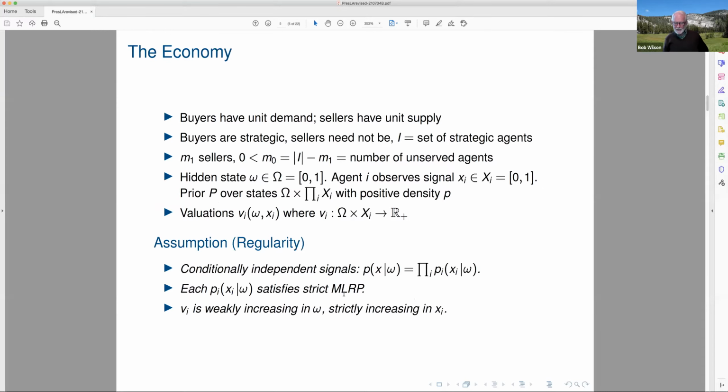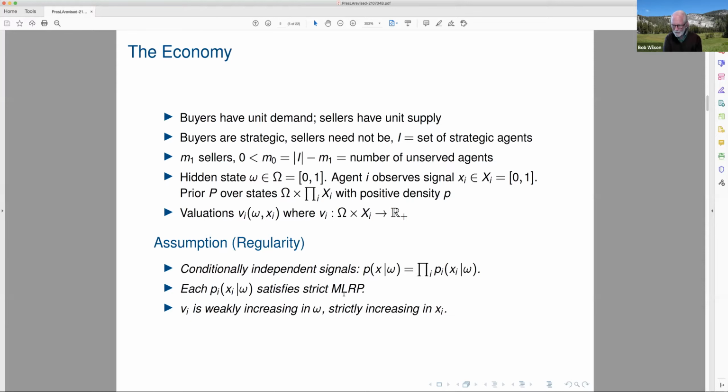So the setup is that buyers and sellers have unit supply. The buyers are going to always be strategic, but we allow that the sellers need not be. So a one-sided auction is when the sellers are passive. The set of strategic agents is I here. And we're going to assume we have M1 as the number of sellers, and this M0, the residual, is going to be the number of unserved agents.